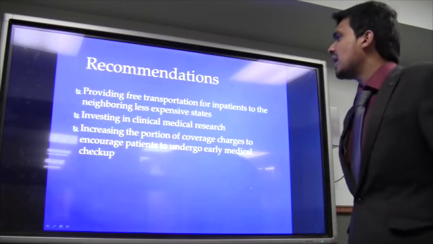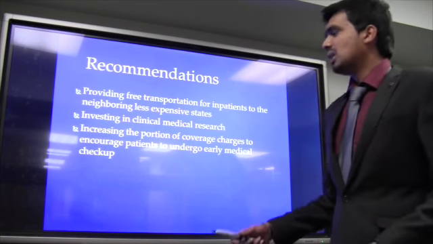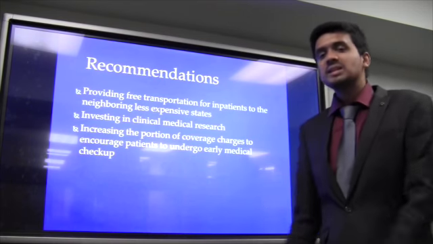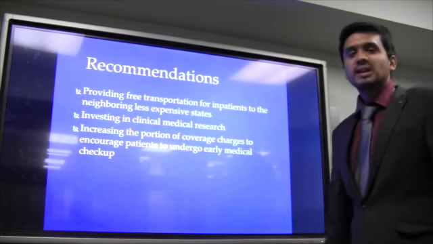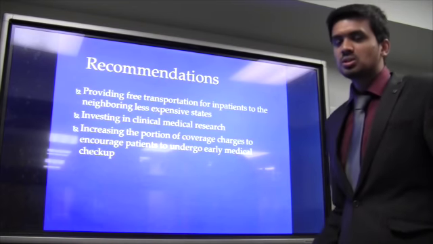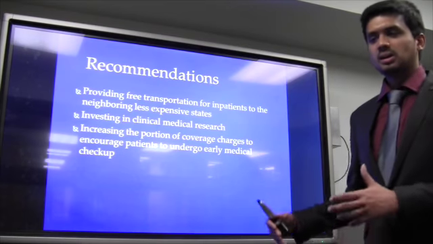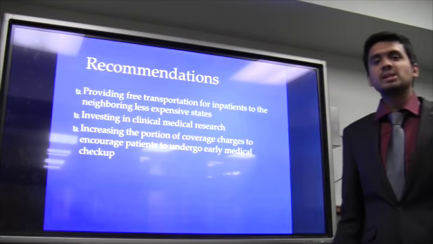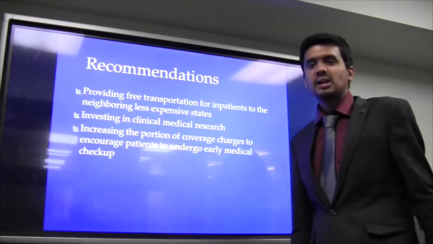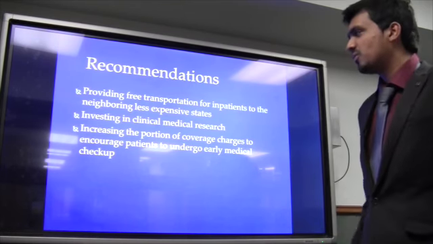And some of the recommendations we put forth from the project: by providing free transportation for the inpatients to neighboring less expensive states, Medicare can save thousands of dollars. In this way, the neighboring less expensive state hospitals can benefit from the incentives that they get from Medicare, and it will help them to equip with better facilities.